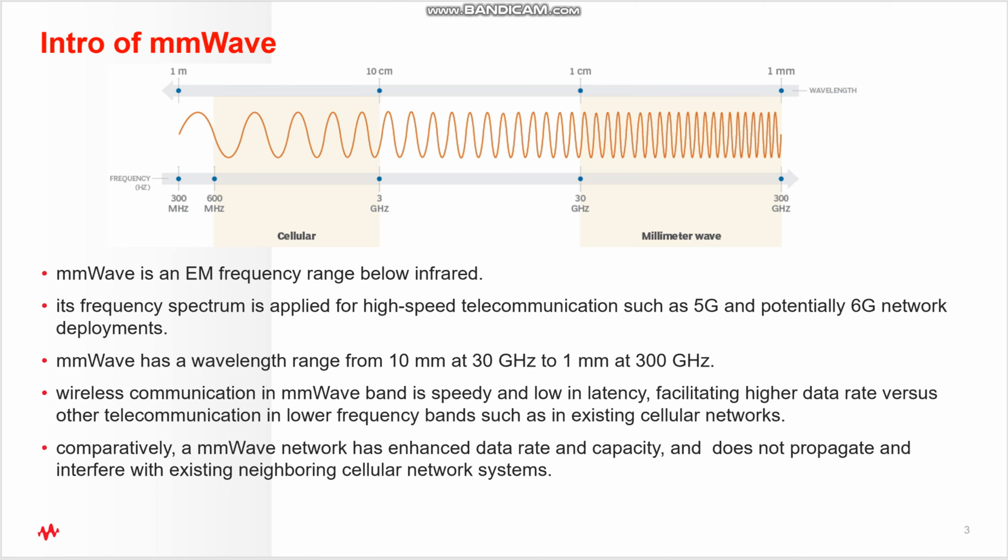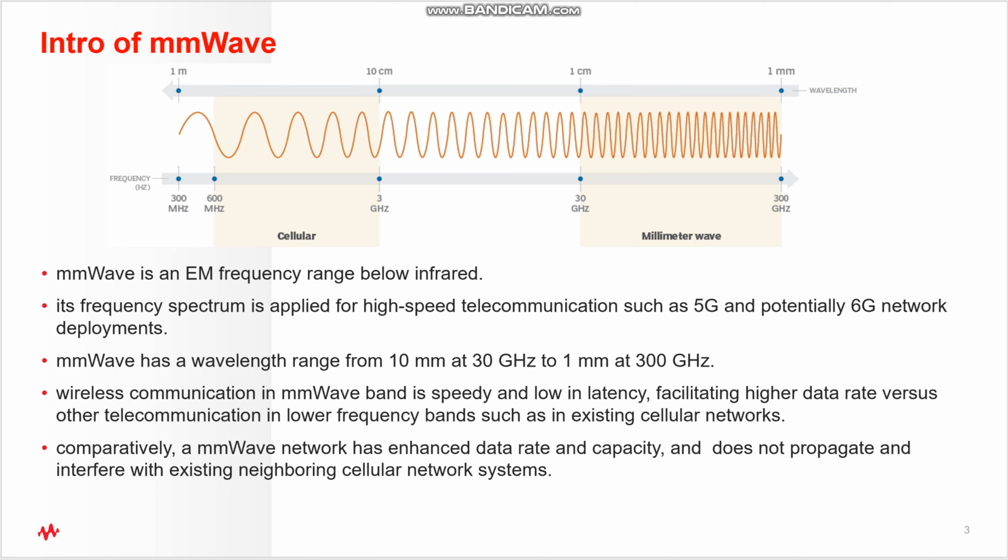Next, intro of millimeter wave. Millimeter wave is an EM frequency range below infrared. Its frequency spectrum is applied for high-speed telecommunication such as 5G and potentially 6G network deployments. Millimeter wave has a wavelength range from 10 mm at 30 GHz to 1 mm at 300 GHz.